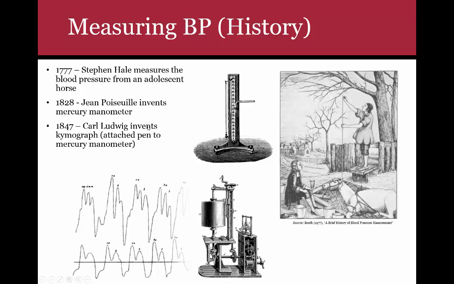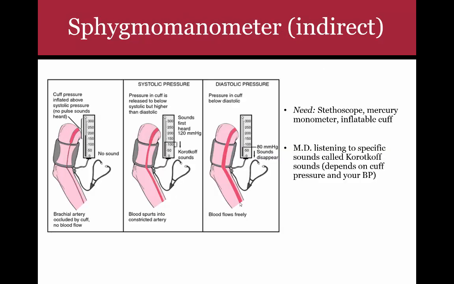The mercury manometer is invented, so that's the U-shaped tube that has mercury inside of it that allows you to measure the height. And Mr. Carl Ludwig invents an apparatus that allows you to actually map out a plot of the pressure and time to do so. So there's a quick history of that. But what do we have now?